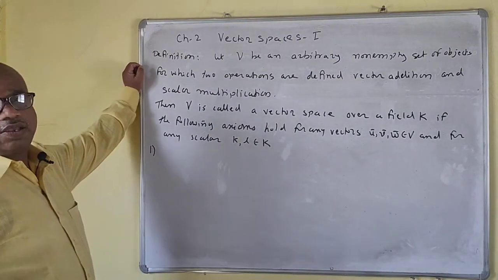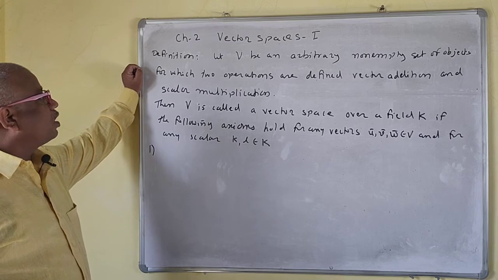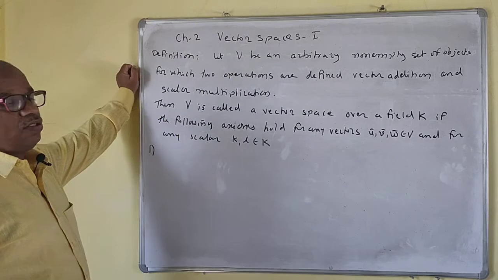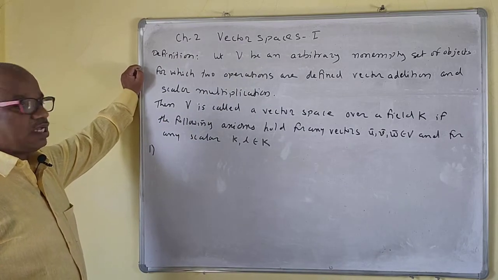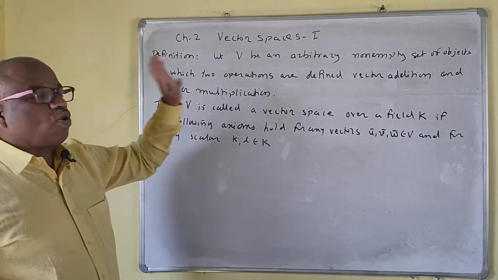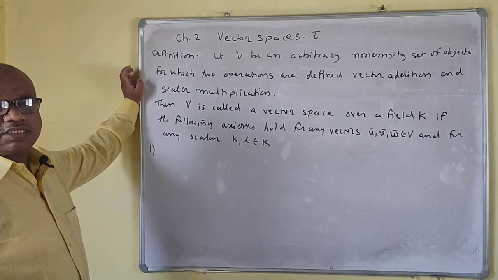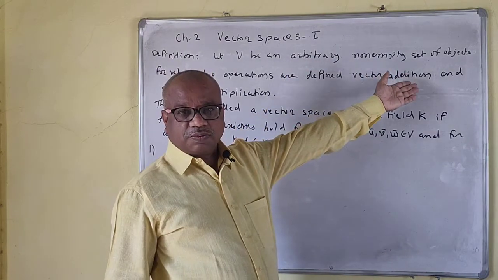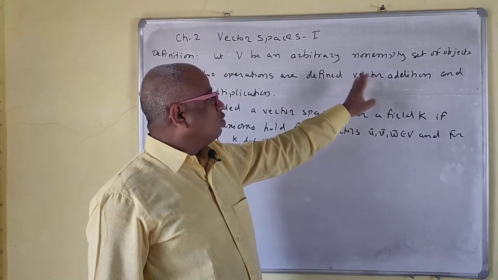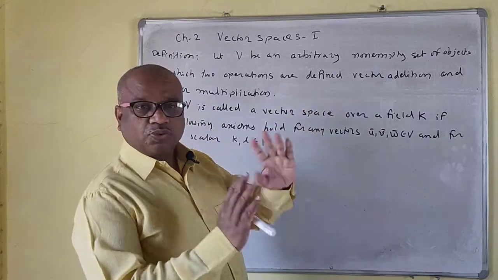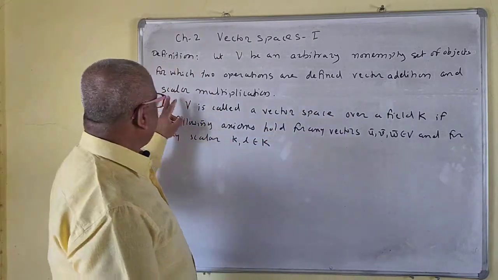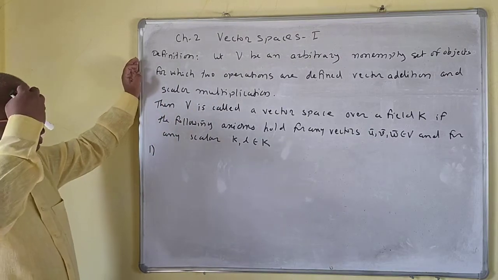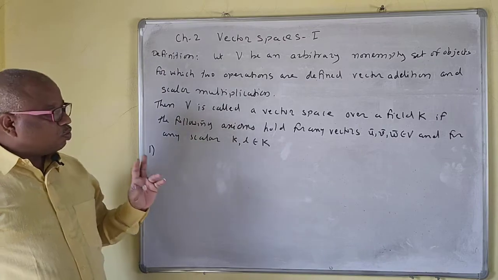So today we'll see what we mean by a vector space. We'll see the definition of a vector space. Let V be an arbitrary non-empty set of objects, or vectors, for which two operations are defined: addition and scalar multiplication. That means how to add vectors, and how to multiply a scalar with a vector, which is called scalar multiplication. Then V is called a vector space over a field.